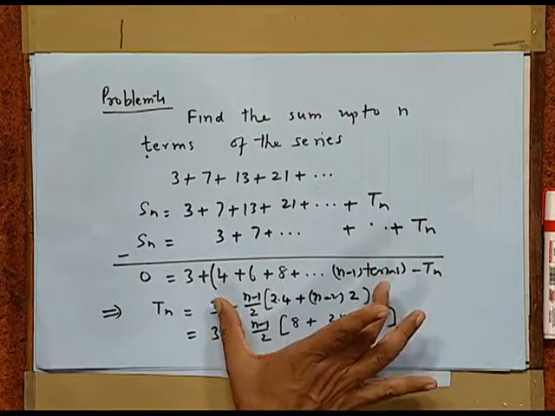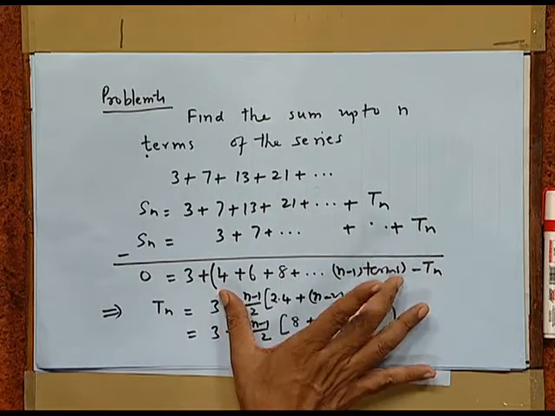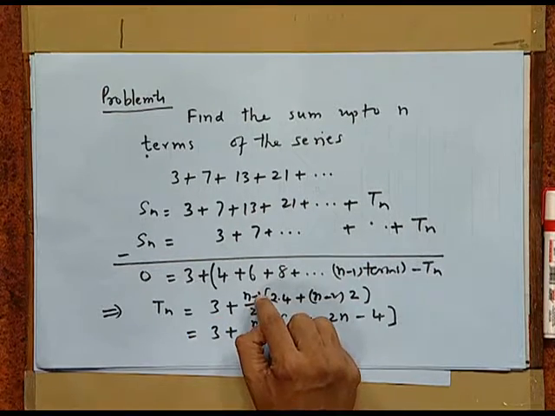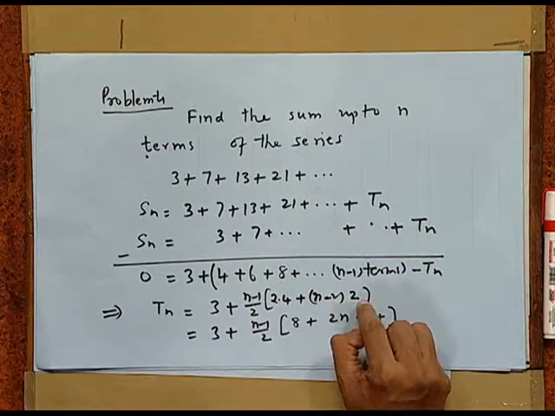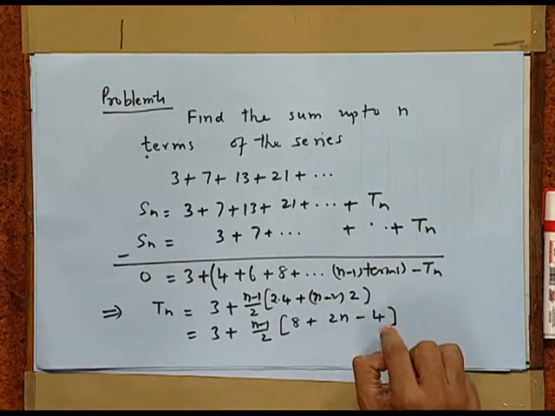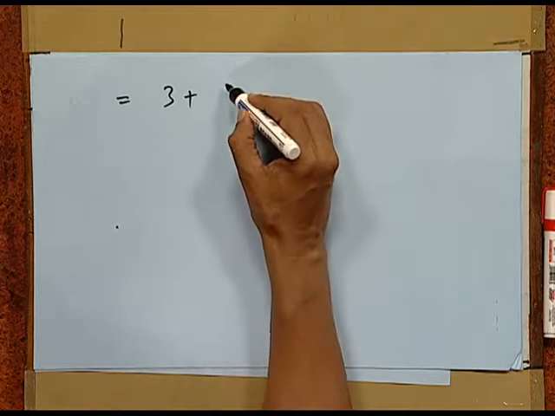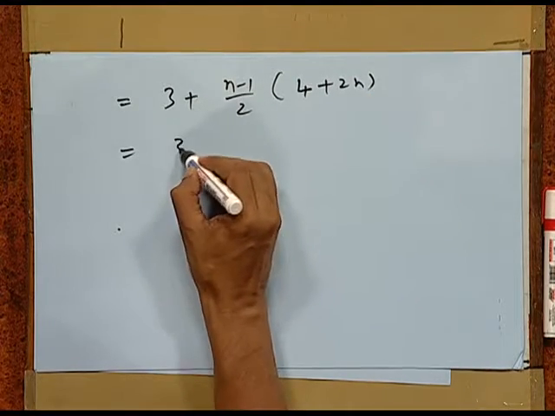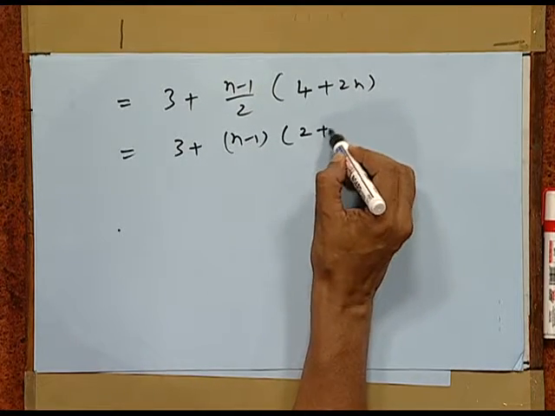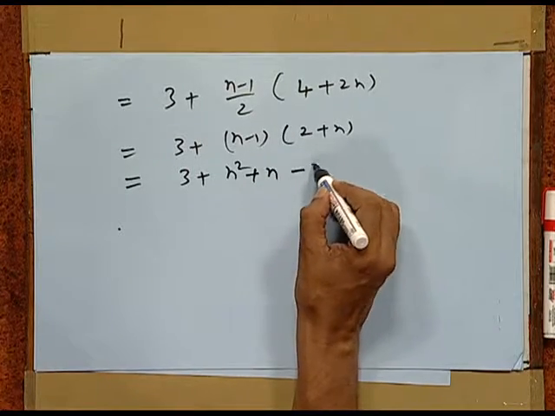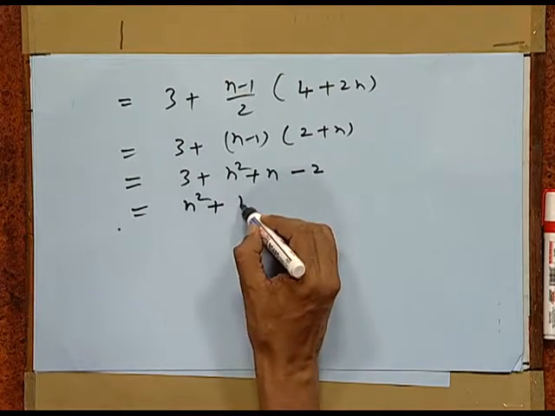Now, the terms inside the brackets form an AP starting from 4 with a common difference of 6 and there are n minus 1 terms there. So, Tn is equal to 3 plus n minus 1 by 2 times 2 times first term plus n minus 2 times 2. This equals 3 plus n minus 1 by 2 times 8 plus 2n minus 4, which equals 3 plus n minus 1 by 2 times 4 plus 2n. That is 3 plus n minus 1 times 2 plus n, that equals 3 plus n square plus n minus 2, that is n square plus n plus 1. This gives the nth term of the given series.